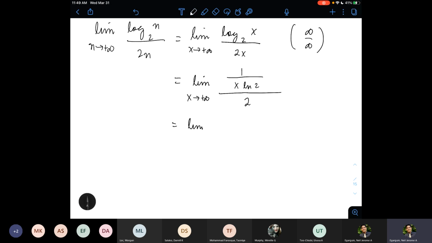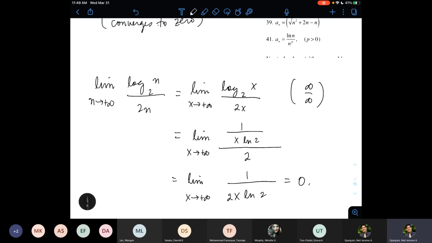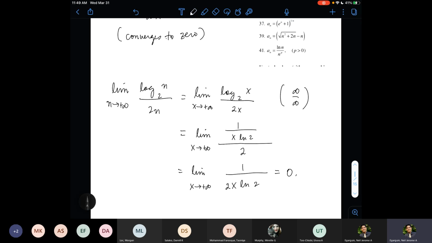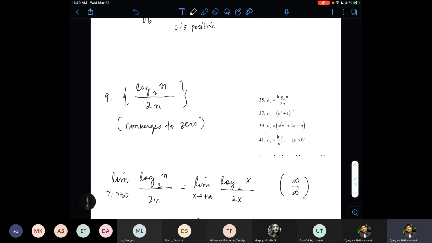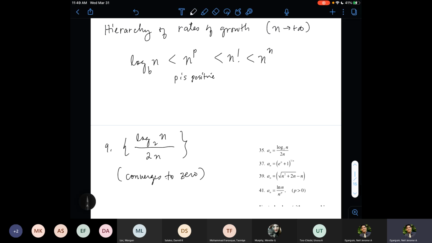And then you can rewrite it as the limit of 1 over 2x ln 2 as x approaches infinity. The numerator is a constant 1. The denominator has an x, so that means this will go to infinity as well. So 1 over infinity, that is 0. So indeed, the limit is equal to 0 as evidenced by a tedious application of L'Hopital's rule. But if you know the hierarchy of rates of growth, then you can say, oh, I know that the denominator grows faster than the numerator, and so it should converge to 0.